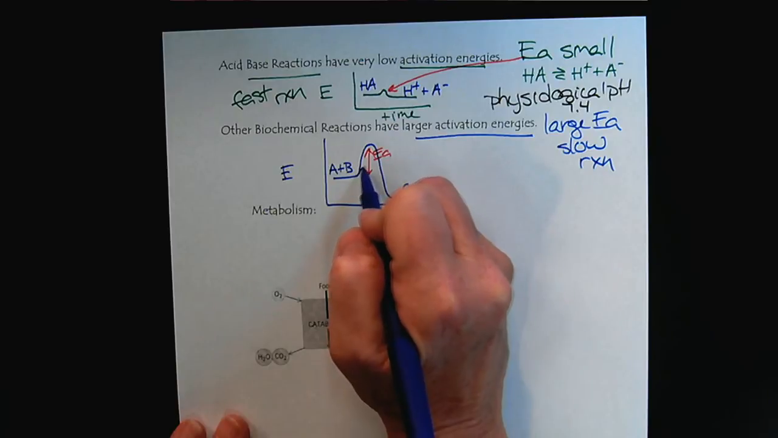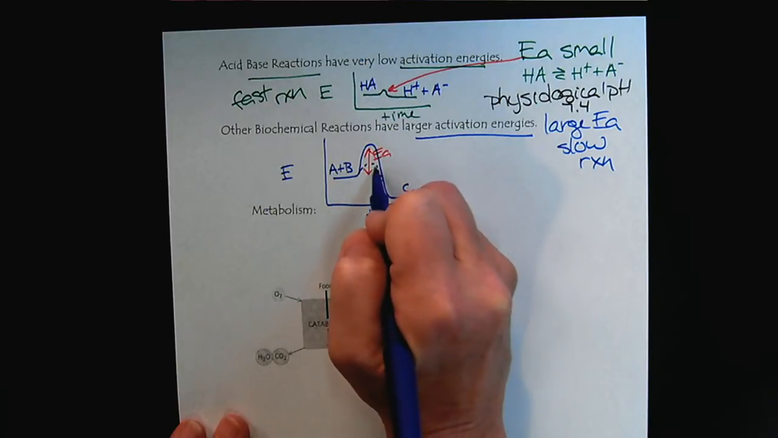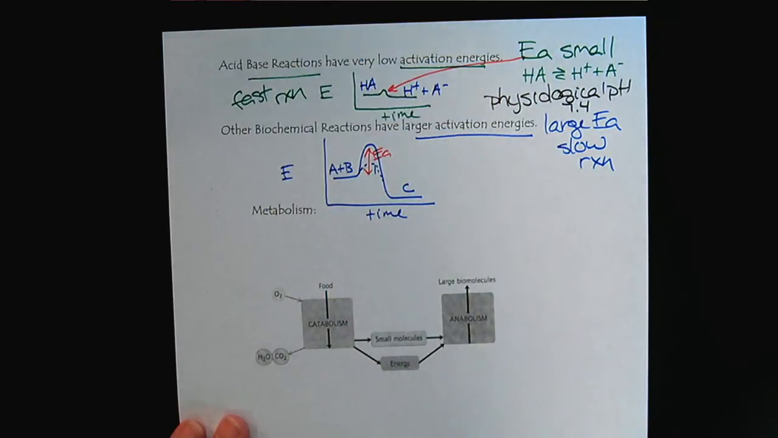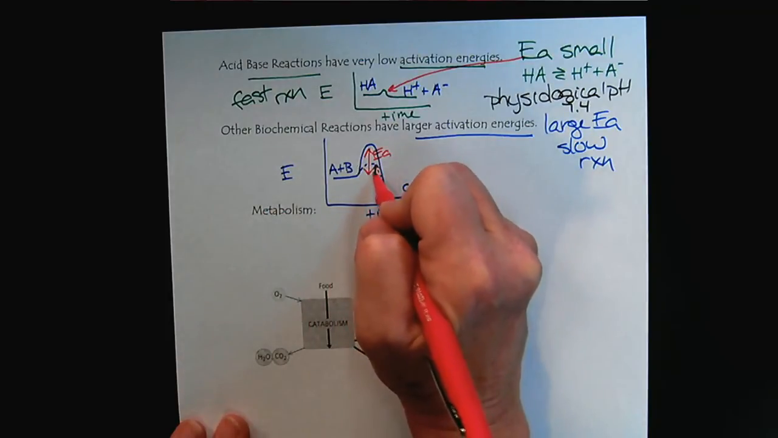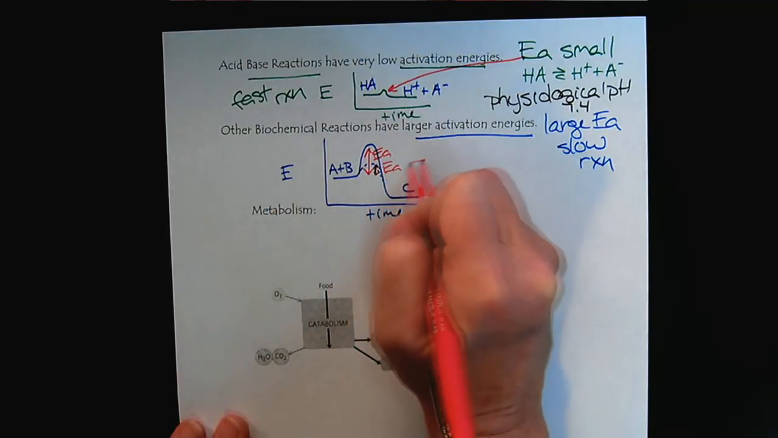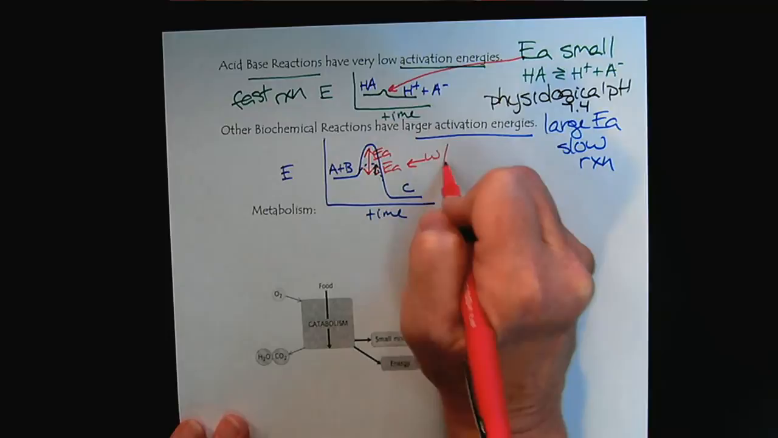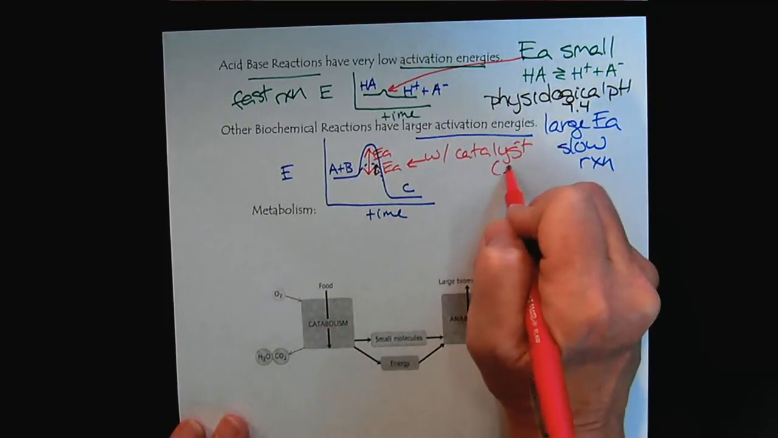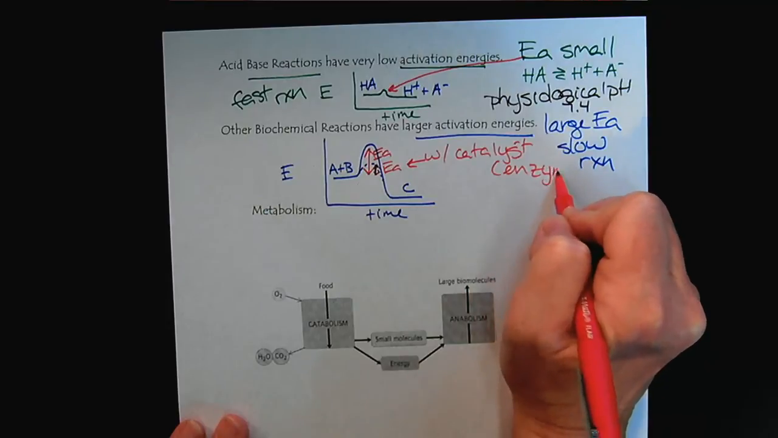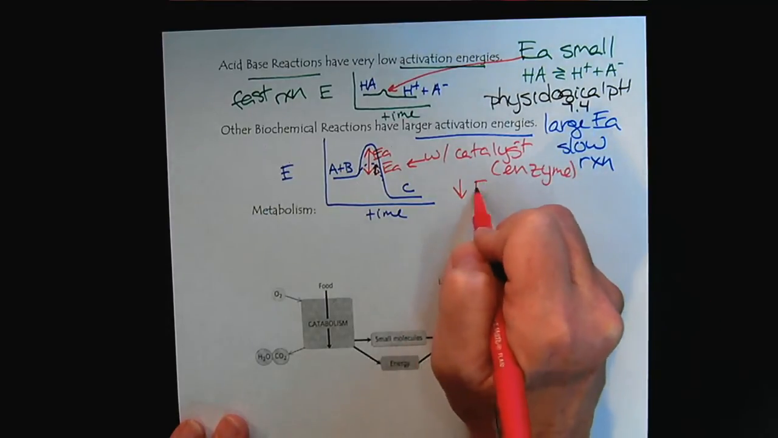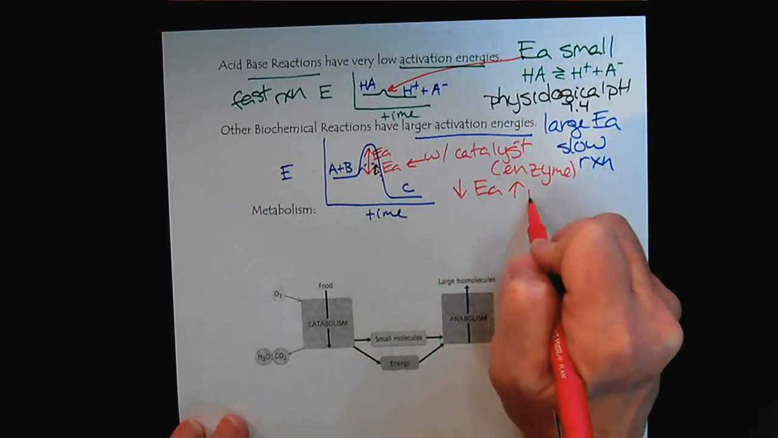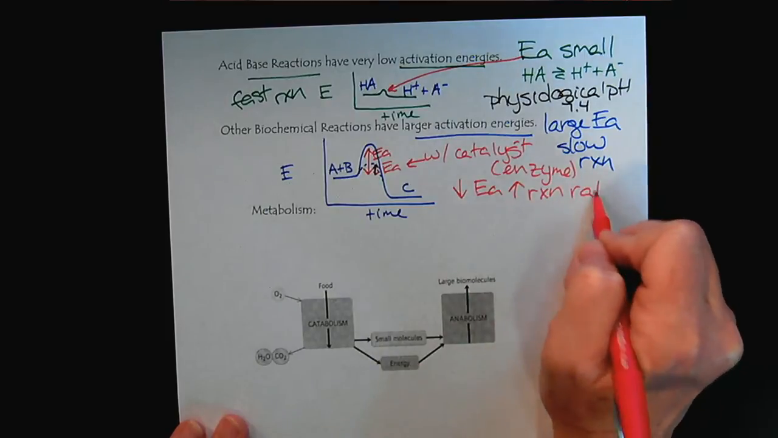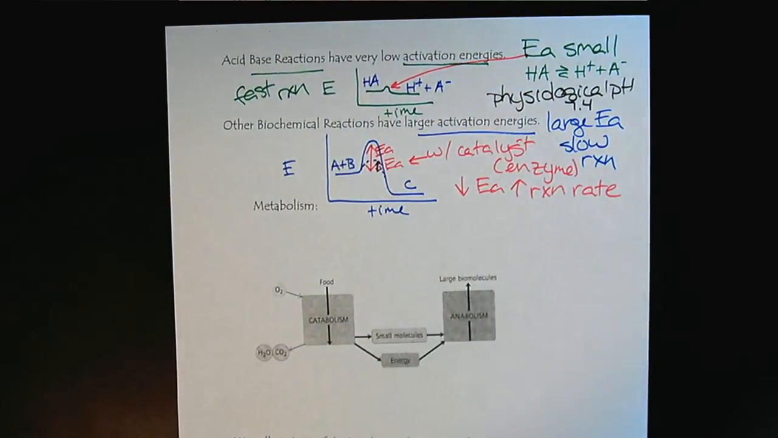So the reactions that we're learning now, when we get to the protein chapter, we will learn about the catalyst, which we're learning in biochemistry would be the enzyme, right? We lower the activation energy and increase the reaction rate. So that's why enzymes are so important to our health.